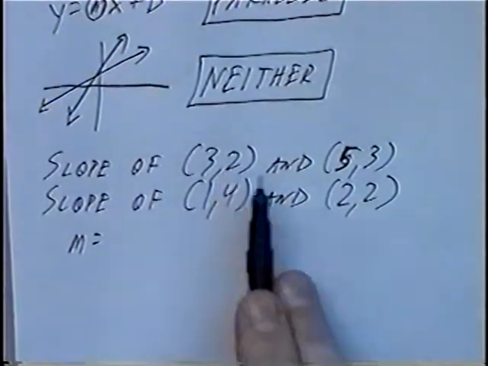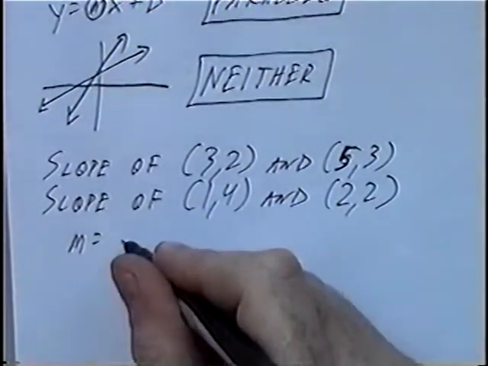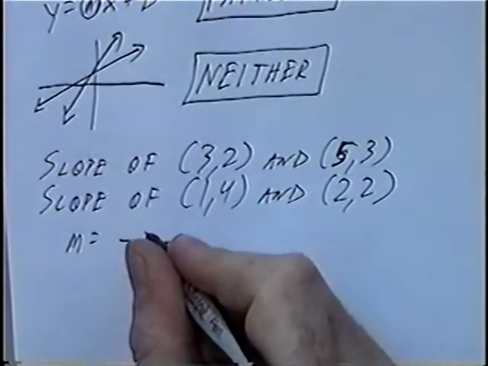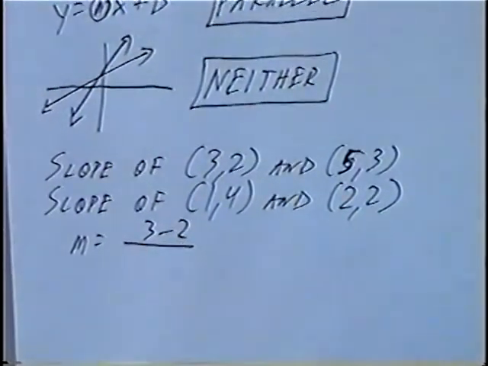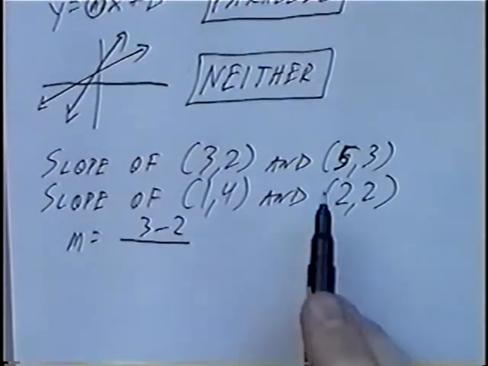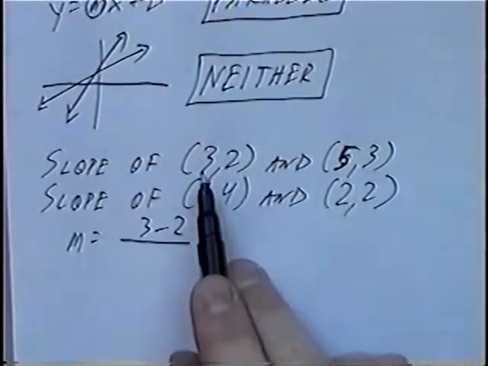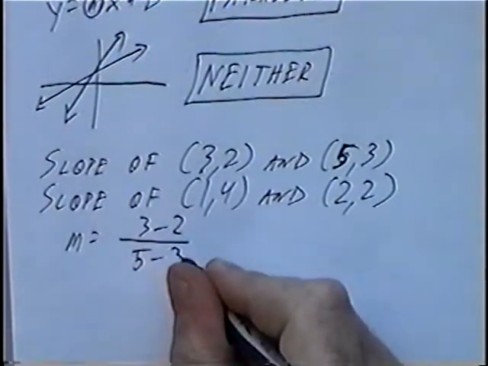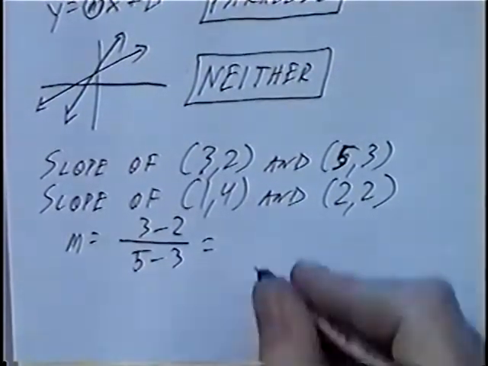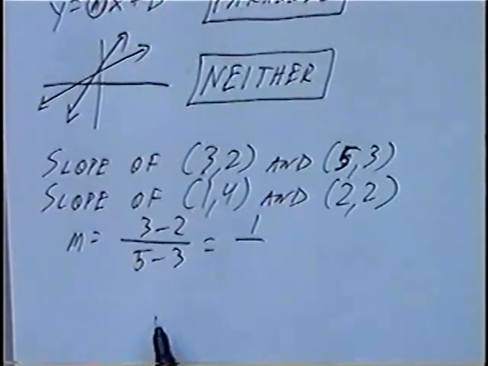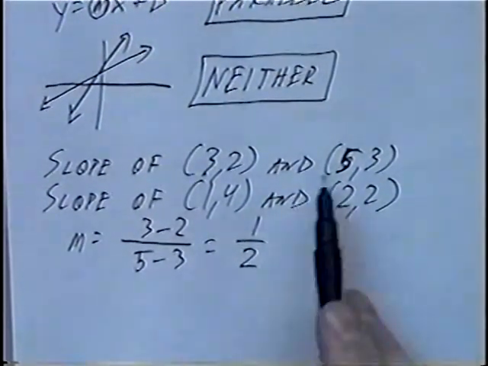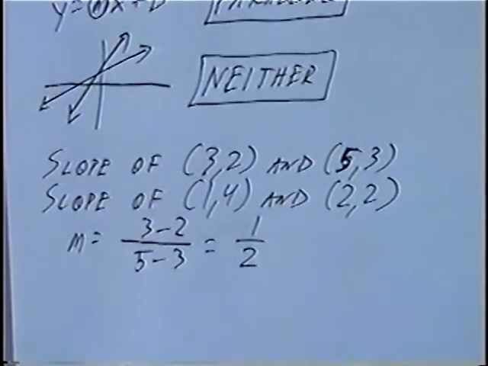If we find the slope of the first 2 points, again we'll have a fraction. We'll subtract the second y value from the first y value, which is 3 minus 2. And we'll also subtract the second x value from the first x value, 5 minus 3. 3 minus 2 would be 1, and 5 minus 3 would be 2. So the slope from the first 2 points is 1/2.